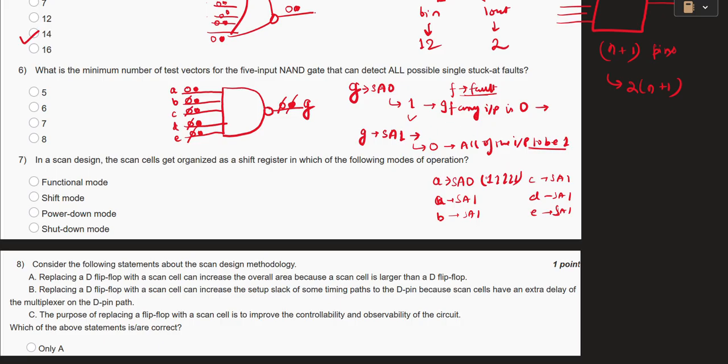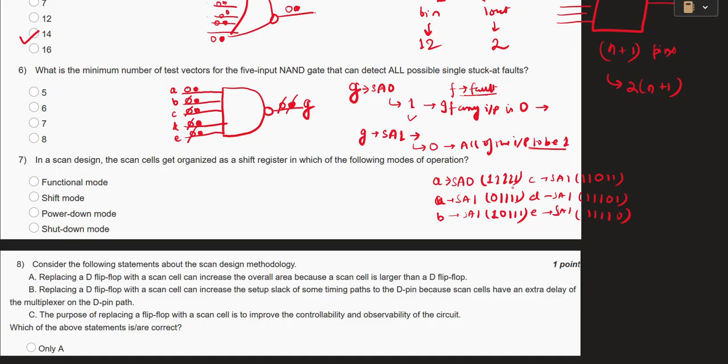So for A stuck at 0, the test vector is 1 1 1 1 1. If A is stuck at 1, I have to sensitize it with a value different than 1. What will it be? It will be 0, and all other inputs will be 1 1 1 1. If B is stuck at 1, then the test vector will be 1 0 1 1 1. If C is stuck at 0, it will be 1 1 0 1 1. If D is stuck at 1, then the test vector will be 1 1 1 0 1. If E is stuck at 1, the test vector will be 1 1 1 1 0.